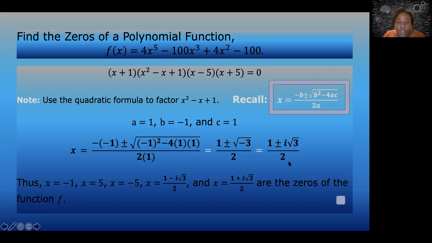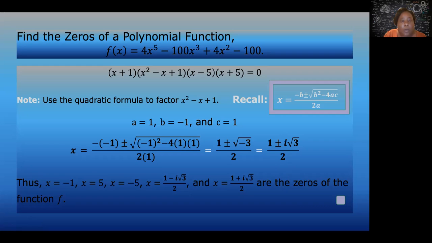Thus, the polynomial function has zeros. The zeros are x equals negative 1, x equals 5, x equals negative 5, x equals 1 minus i times the square root of 3, all divided by 2, and x equals 1 plus i times the square root of 3, all divided by 2 for this function f.